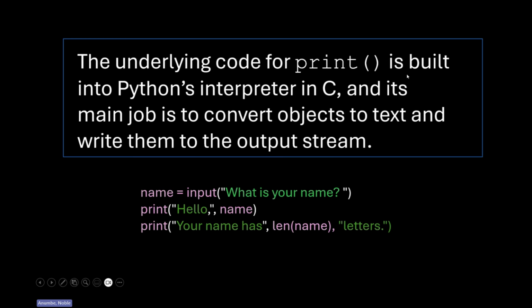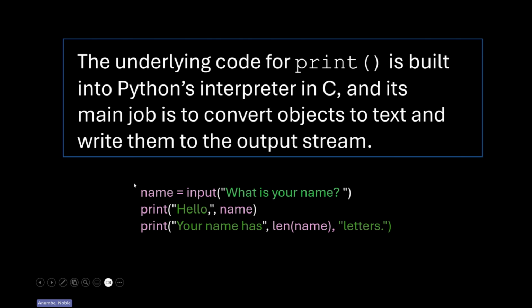The print function is built into Python's interpreter in C, and its main job is to convert objects to text and then to write them to the output stream. So get the object, convert it to text, arrange it with sep and end, and then you write them to the output stream, and that's what it is.